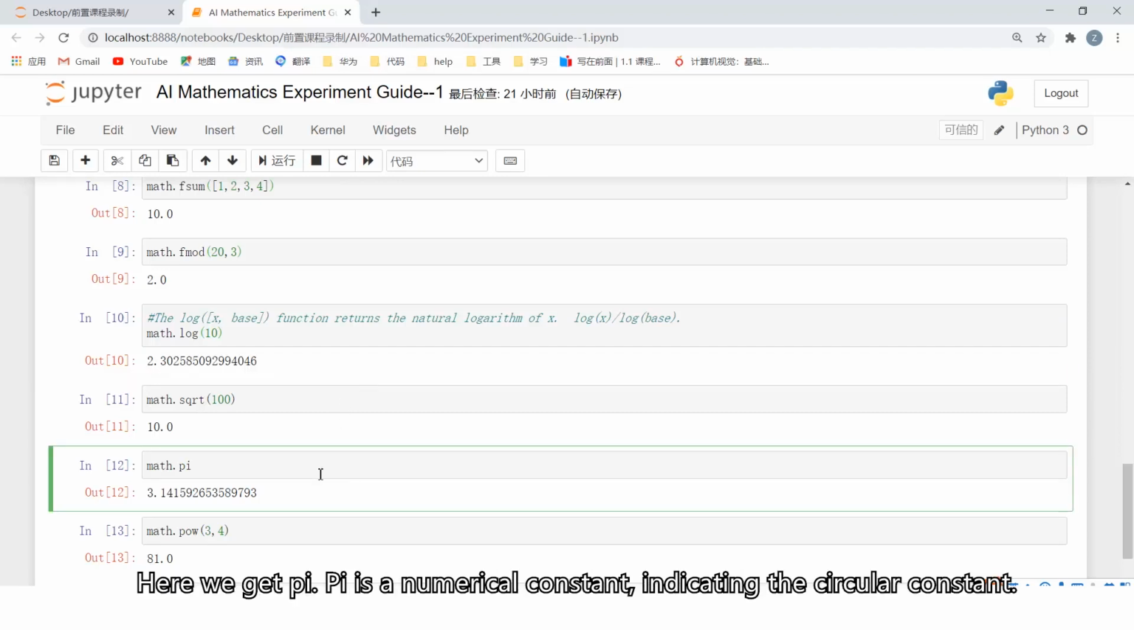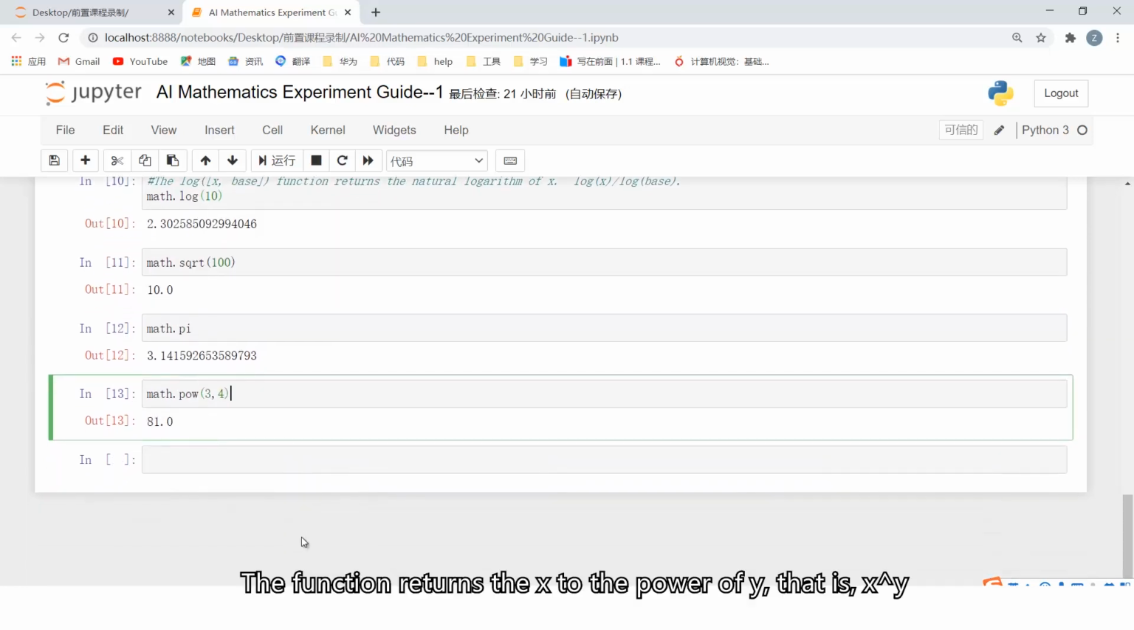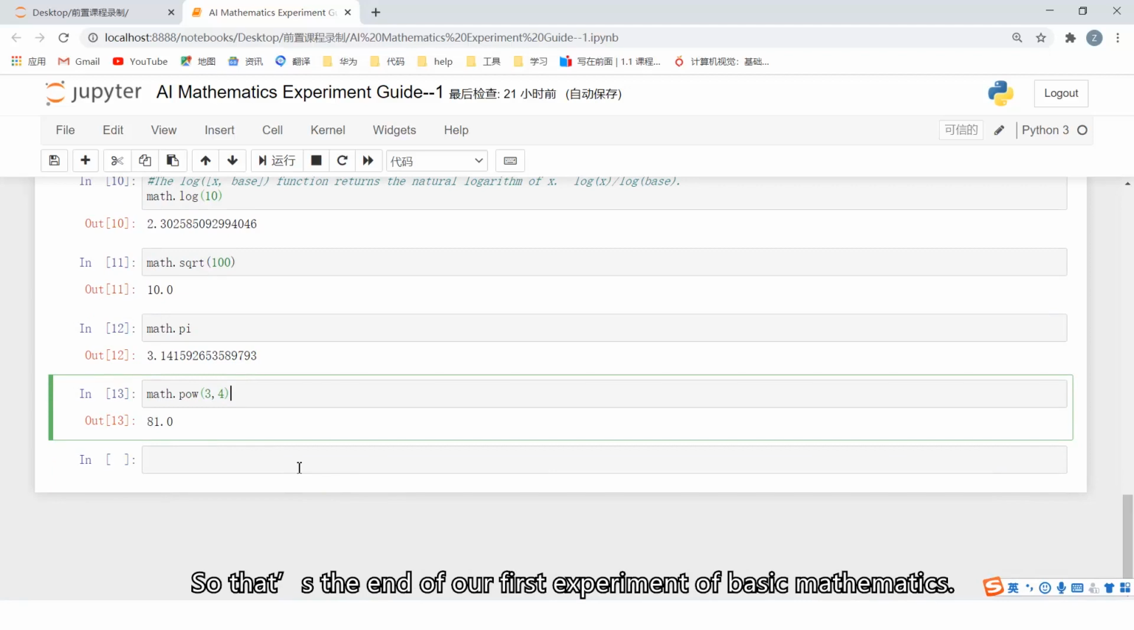Here we get pi. Pi is a numerical constant, indicating the scalar constant. The pow function returns x to the power of y. So that's the end of our first experiment of basic mathematics.